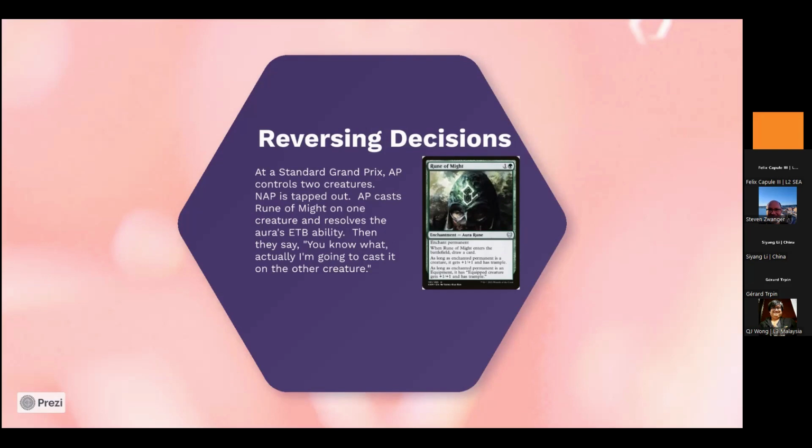So here's the last scenario we're going to discuss. This is a question about reversing decisions. So this is a standard Grand Prix, again, competitive rules enforcement level. Thank you, Joel. Tomorrow's not my birthday.